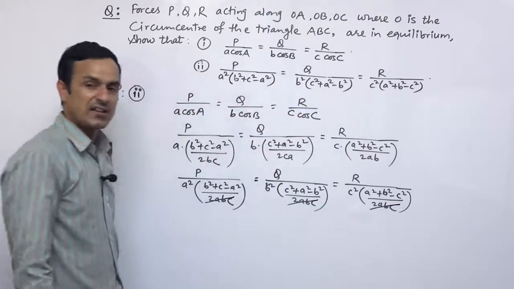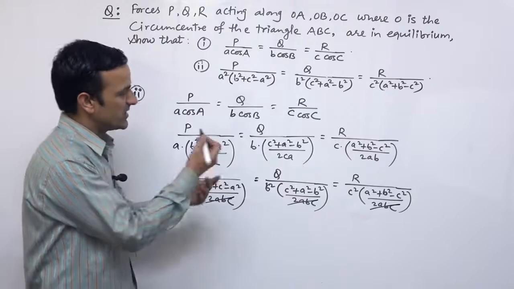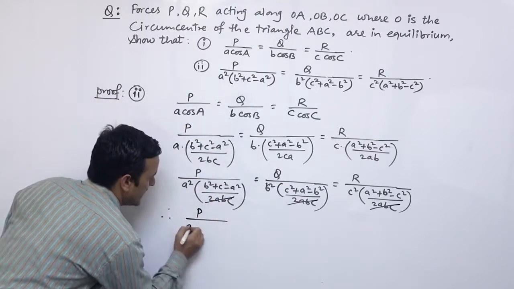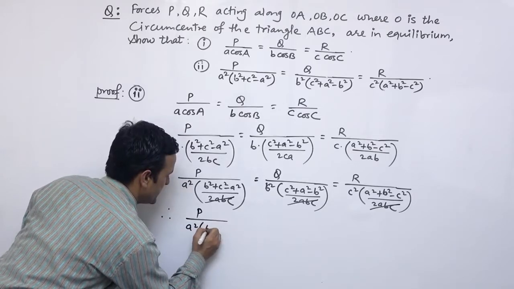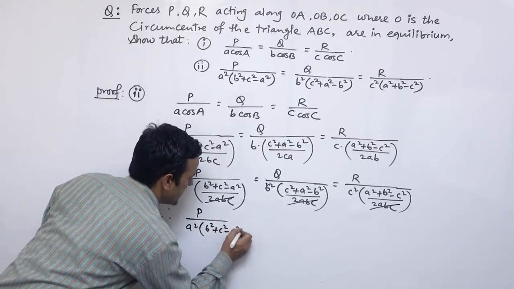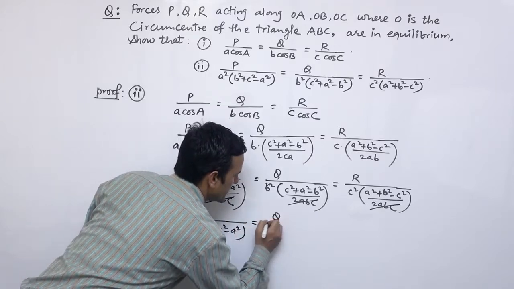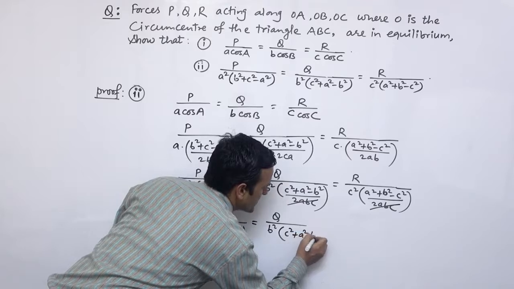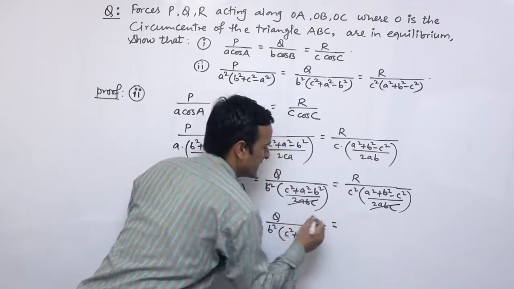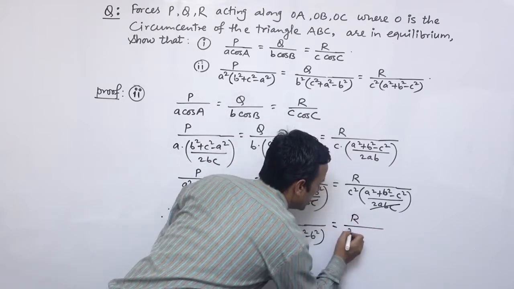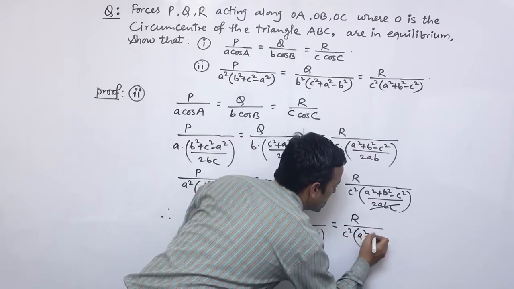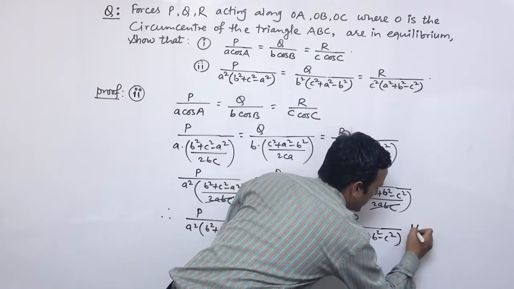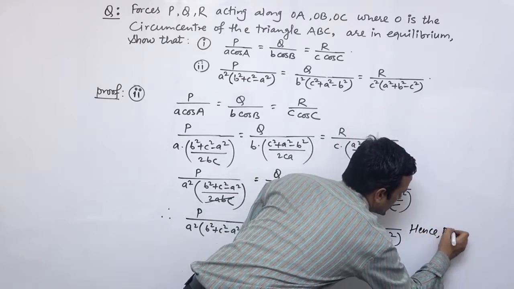2ABC we can cancel the same ratio in each proportion, and then we have A square times B square plus C square minus A square, Q upon B square C square plus A square minus B square, and R upon C square times A square plus B square minus C square. Hence proved.